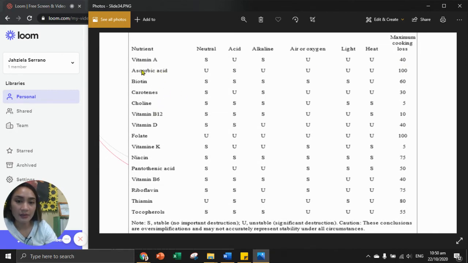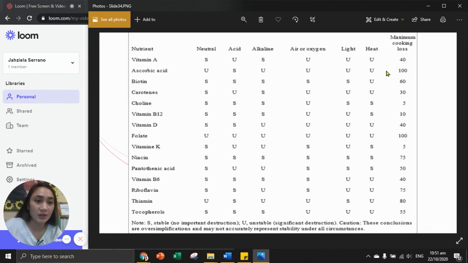And then here, we have ascorbic acid. Dito mapapansin nyo, almost unstable siya sa lahat ng environment except for acid na pH level from 0 to 7, no? 0 to 6.9. So, ang maximum cooking loss niya, automatic 100%.